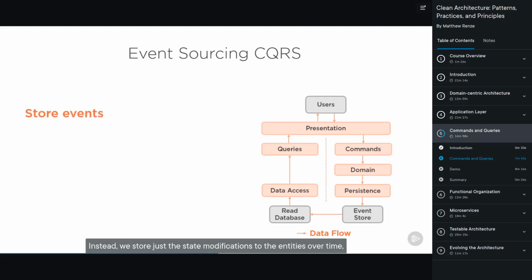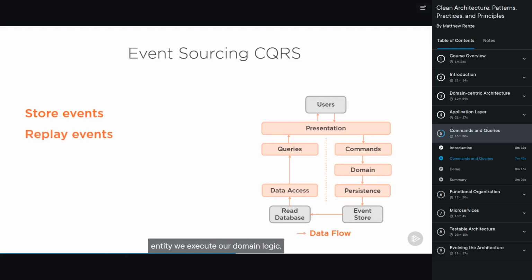Instead, we store just the state modifications to the entities over time, represented as events that have occurred to the entities. We store this historical record of all events in a persistence medium called an event store. When we need to use an entity in its current state, we replay the events that have occurred to that entity, and we end up with the current state of the entity.